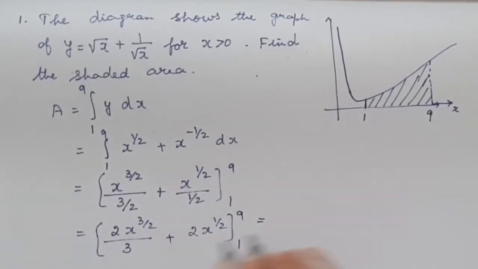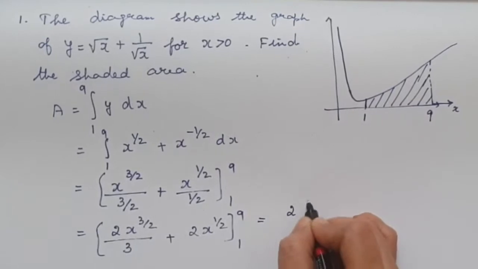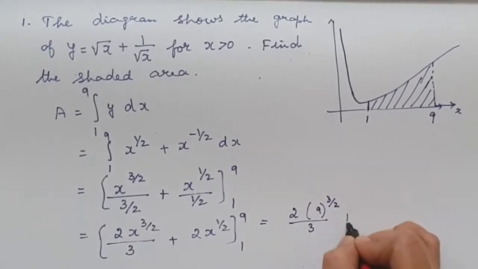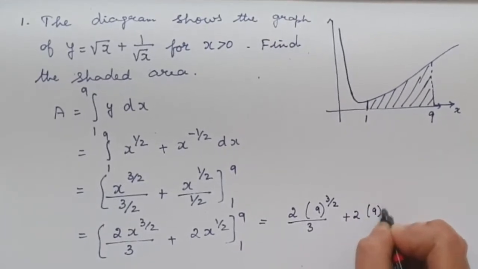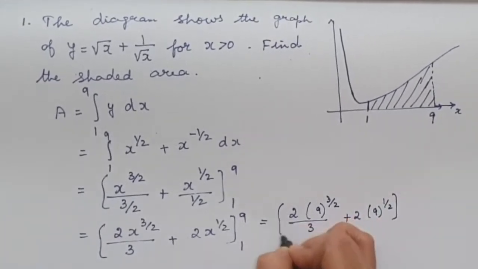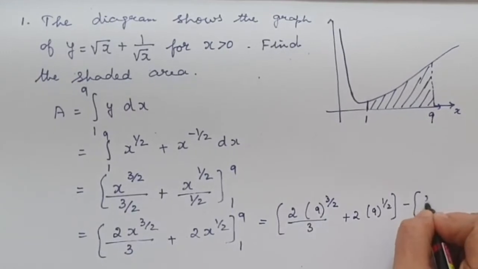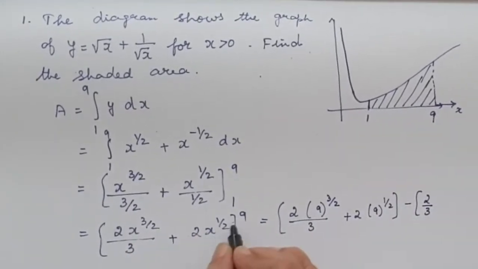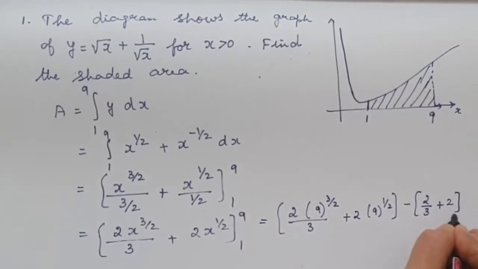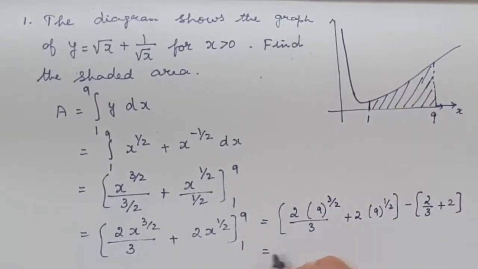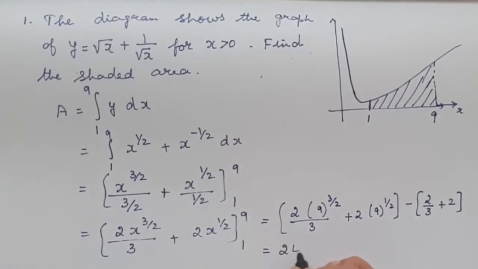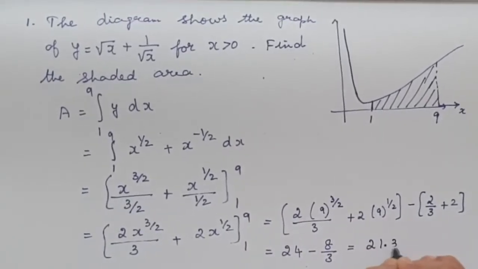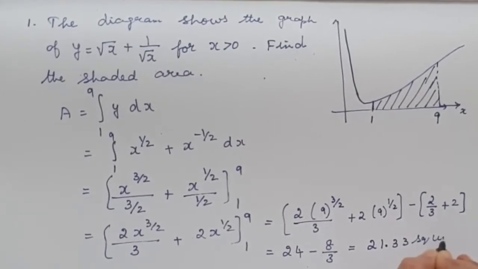So now we'll just substitute the upper value minus the lower value. 2 into 9 to the power of 3 over 2 over 3 plus 2 into 9 to the power of half, minus the lower value. This is 1 to the power of 3 over 2, which is 1 only. So 2 over 3, this is also plus 2. When we simplify this, we get this answer as 24 minus 8 over 3. This will be equal to 21.33 square units.